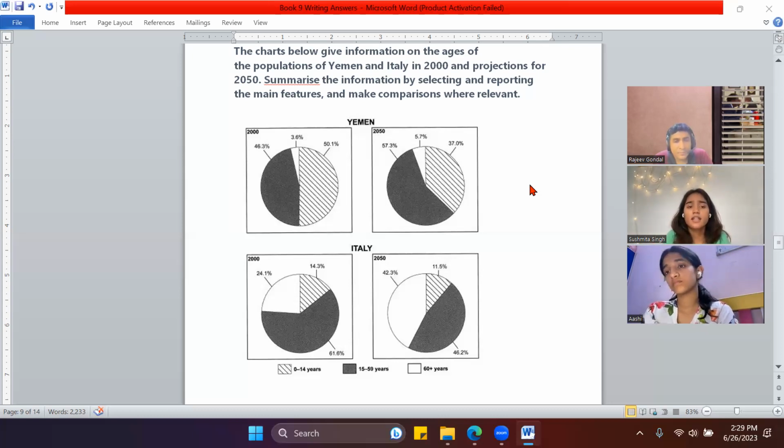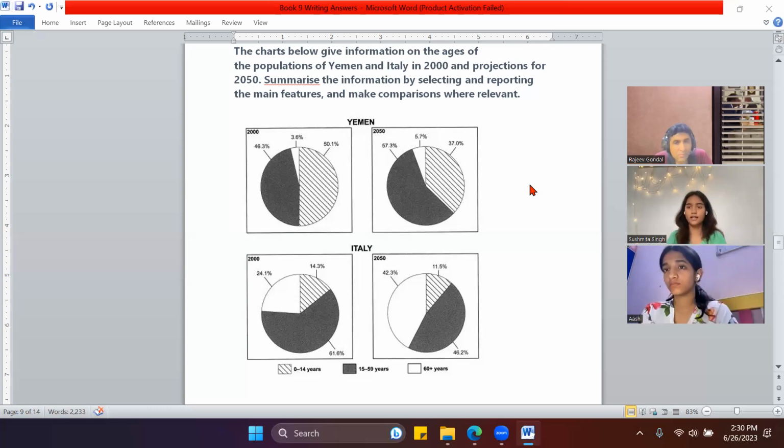So for Yemen, we can say the initial data suggests that there was an almost equal ratio of people who were of the age of 0 to 14 and from 15 to 59. We can also talk about it like most of the population comprised of people who were under the age of 59. We can go either way with that, and then we can also say that the projected data for the same suggests that there will be a higher number of people between the age of 15 to 59, and the younger population slightly decreases. So we can talk about it like this, and then we can do the same for Italy.